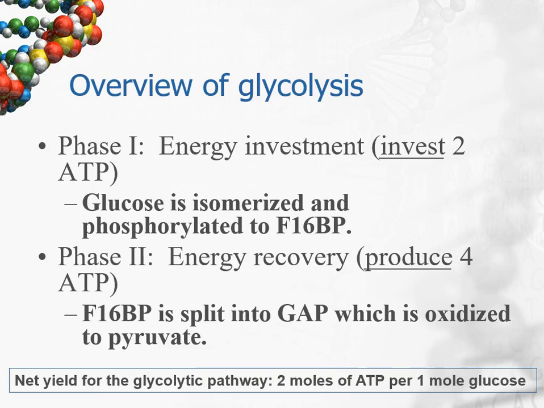Phase 1 is energy investment. I did promise you that glycolysis is an ATP-producing pathway, but we have to spend 2 ATPs first. So we're going to invest 2 ATPs, and then we're going to produce 4. So the net is 2. In phase 1, glucose will be isomerized and phosphorylated to fructose 1,6-bisphosphate. And then fructose 1,6-bisphosphate will be split into glyceraldehyde 3-phosphate, which is oxidized to pyruvate. And phase 2 is energy recovery, where we produce 4 ATP. So the net yield for the glycolysis pathway is 1 mole of glucose gives us 2 moles of ATP.